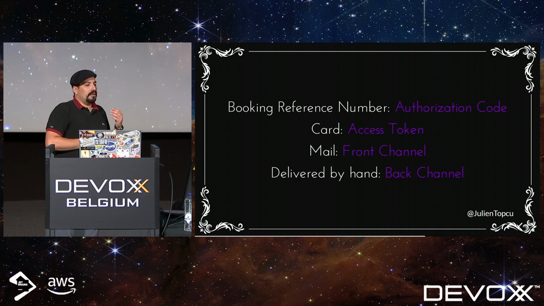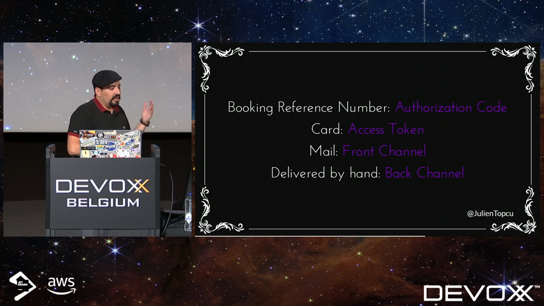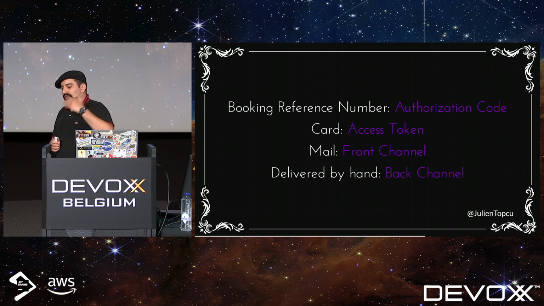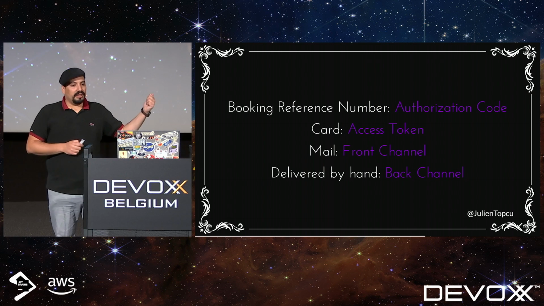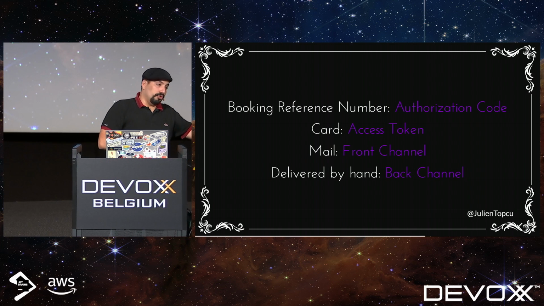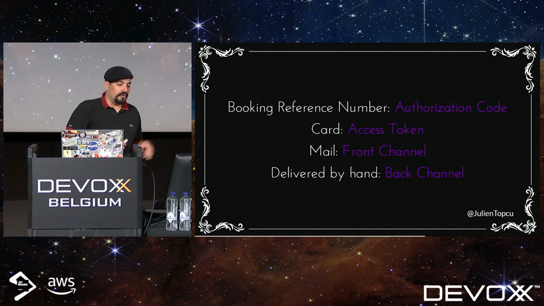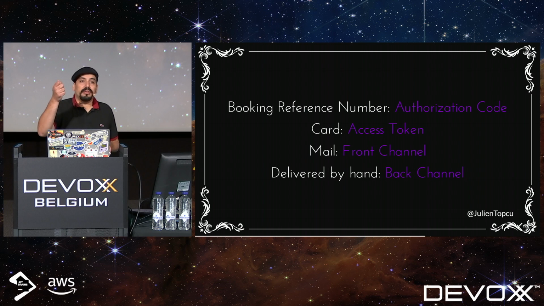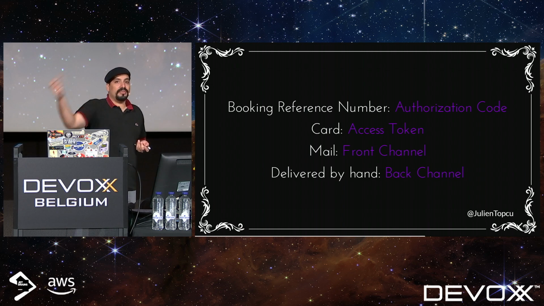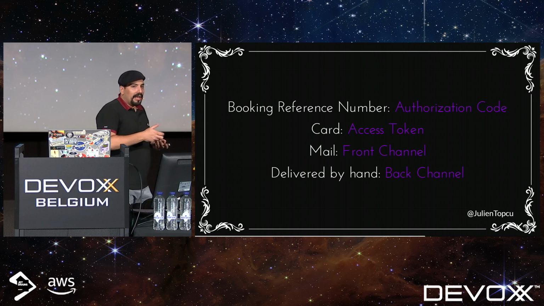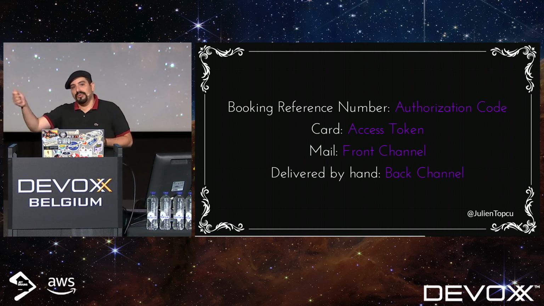So if we sum up a bit, booking reference number is the authorization code. The authorization code is exchanged on the front channel. Here it was the mail. The front channel is something that you can intercept and you're not sure that the people have received your information. And the card is the access token, which is the real thing that helps you to access the resources. And that card is delivered by hand, meaning a back channel. You're sure that the recipient has received the card.